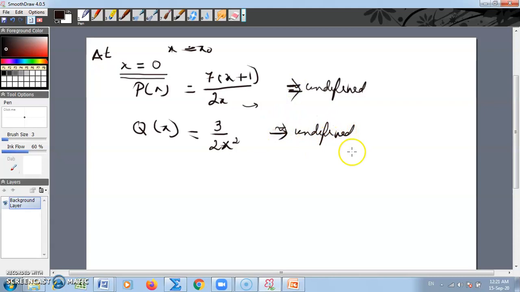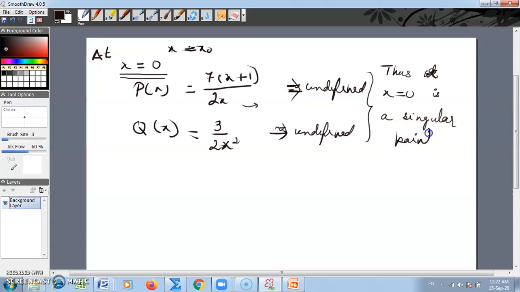Which means that since both of these are undefined at x is equal to 0, we'll write like this: x is equal to 0 is not an ordinary point, it is a singular point. It's not analytical, so it's a singular point.